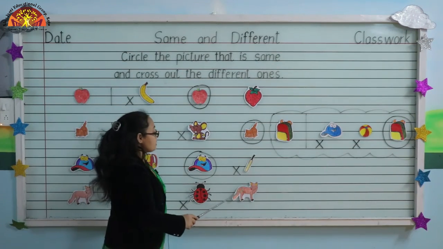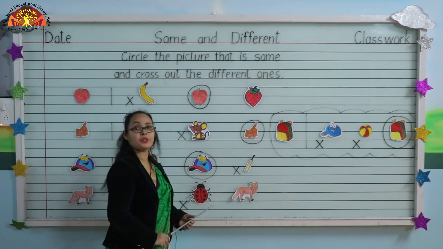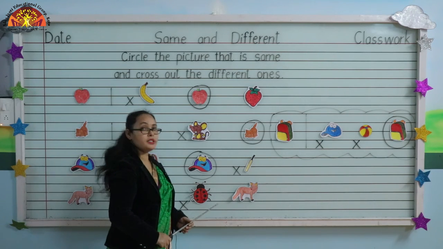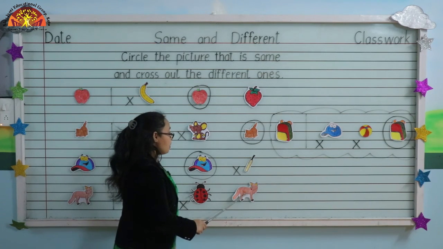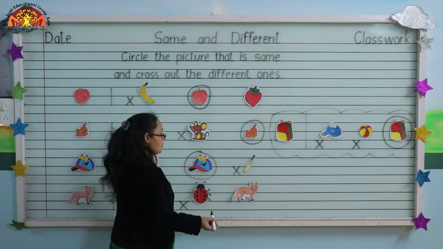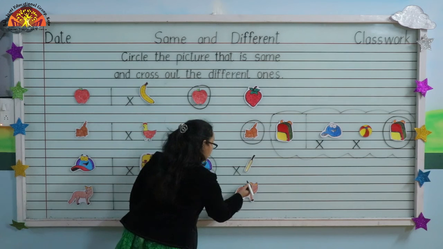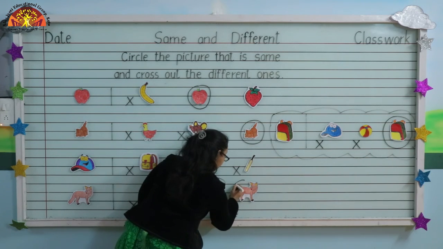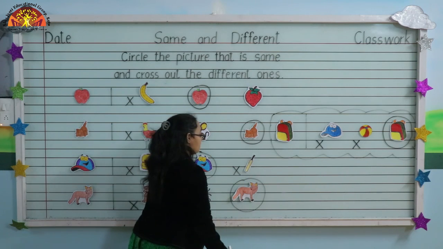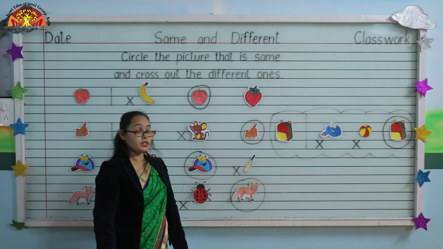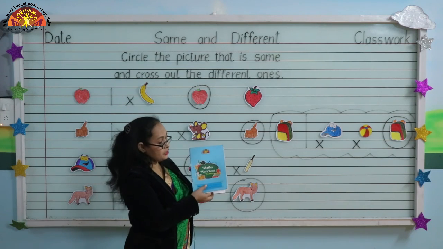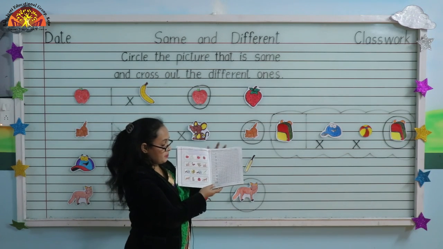Kids, is this a same picture? Yes, this is same. It is a fox. So kids, circle the picture which is same in color and size like this. So kids, do this work in your maths workbook, page number 8.